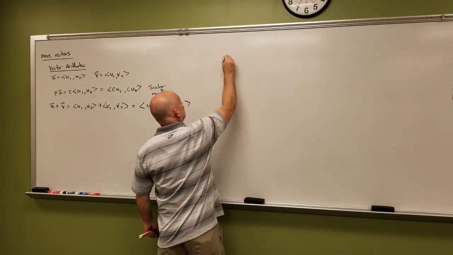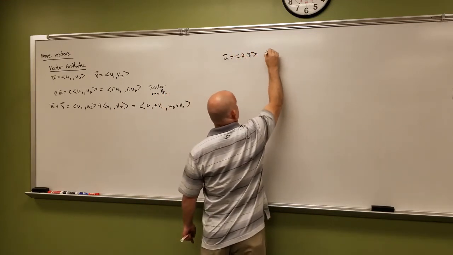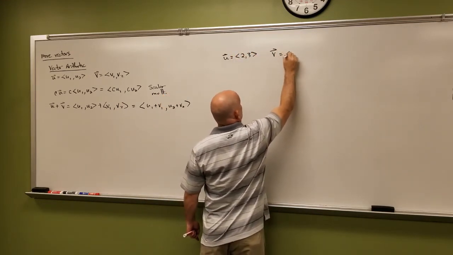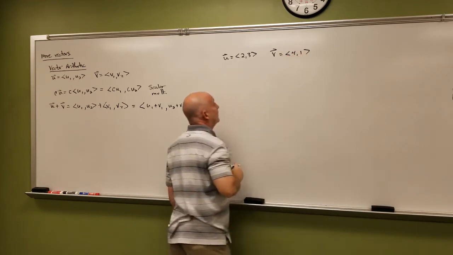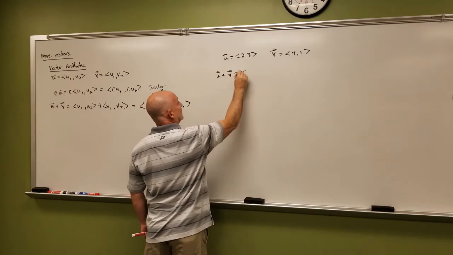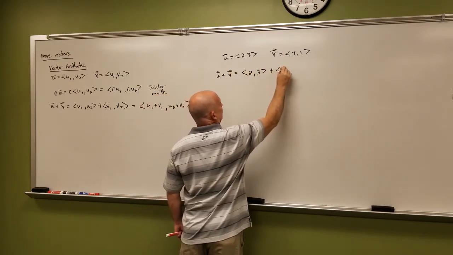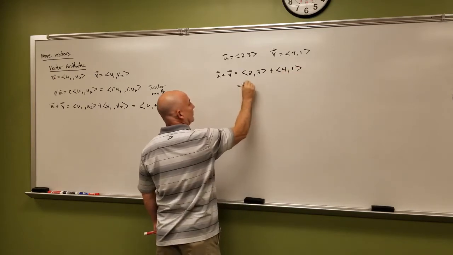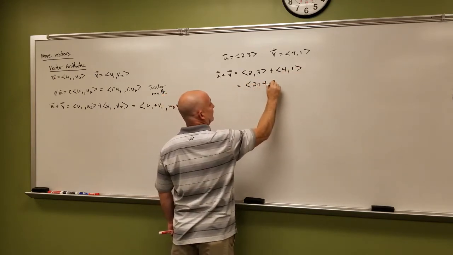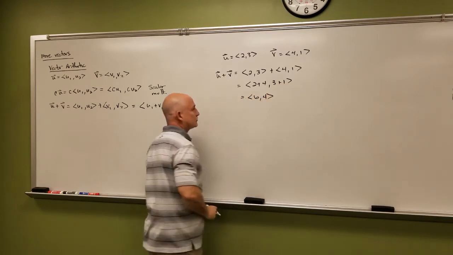So if I gave you two vectors, again, let's make them easy, 2, 3, and 4, 1. And I ask you to do u plus v. Well, the arithmetic is very, very easy. That's 2, 3 plus 4, 1. Again, you don't need to write this out, but I'm going to go ahead so you can see it. 2 plus 4 is 6, 3 plus 1 is 4. So that gives me the vector 6, 4.